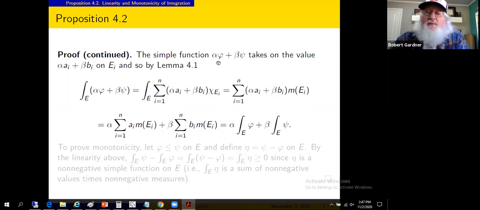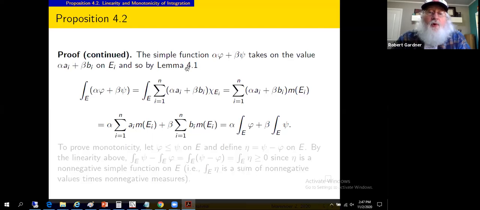So let's consider the simple function alpha phi plus beta psi. These take on constant values on the sets E sub i. Those values for this function: it takes on the value alpha A sub i plus beta B sub i on set E sub i. So we've got constant on the E sub i's for the sum as well.